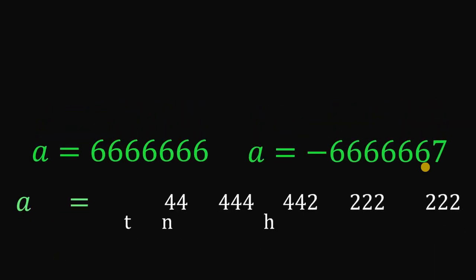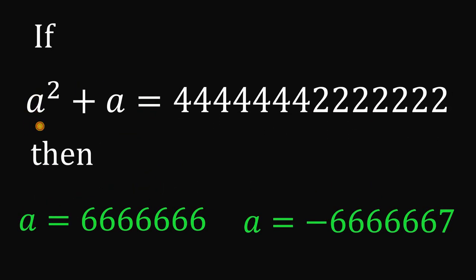Therefore, our answer to this question, if a squared plus a equals 44,444,442,222,222, then we have two possible values of a. We have 6,666,666 or negative 6,666,667. And as always, we are done.